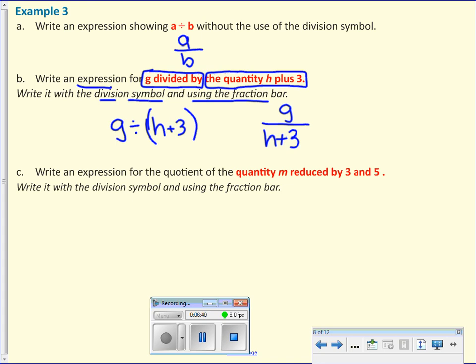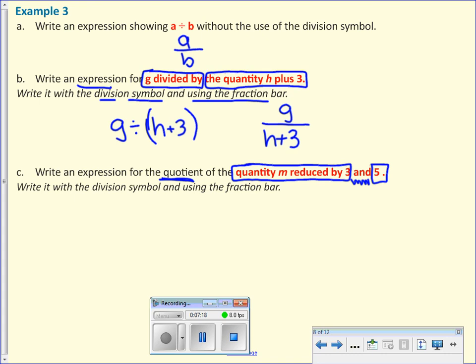The quantity M reduced by 3 and 5. Now this one threw us for a loop last period. So we're looking for the quotient. So we have to identify our divisor and we have to identify our dividend. So our quantity M reduced by 3 and 5. I would box those out so that you can identify your dividend and your divisor. That word "and" is telling you, okay, here's the other number you need.